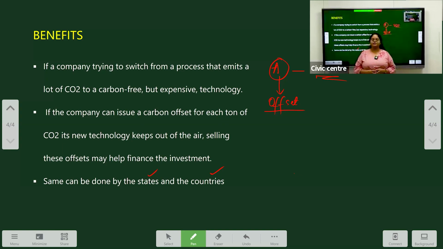So today in this concept, we have learned what is carbon offsetting, how is it done, and the benefits of it.